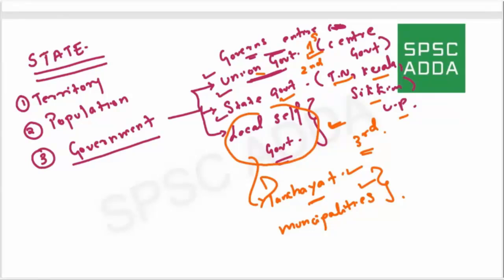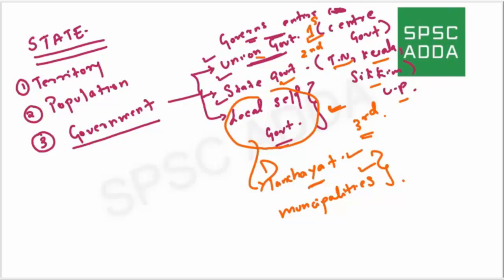Can anybody tell me about the three elements of state? I'm waiting for your answer. Population, government, and territory. What are the three types of government? Union, state, and local self-government.